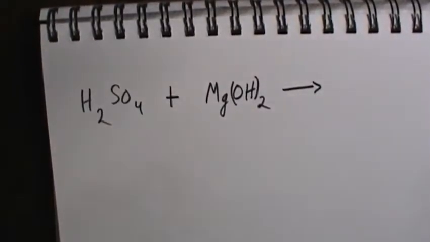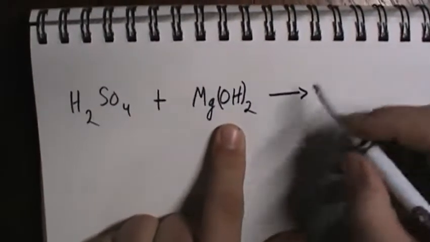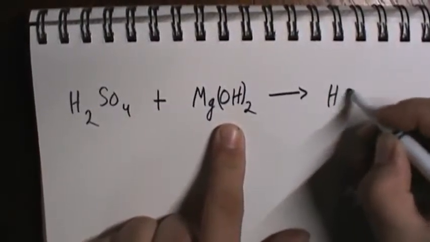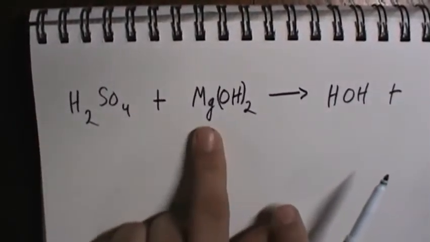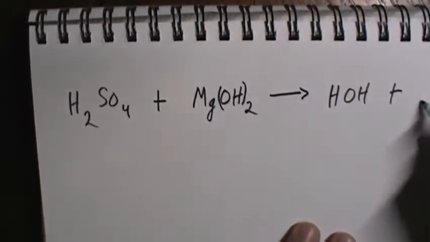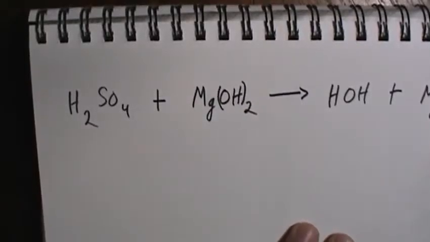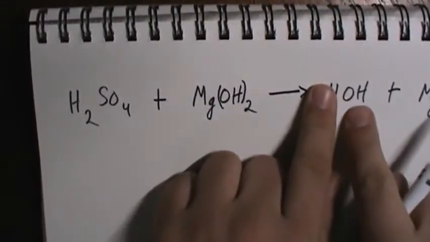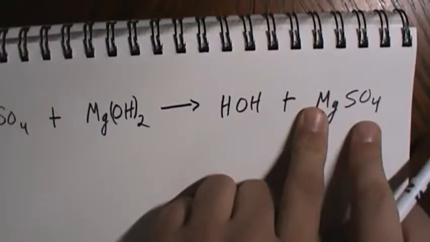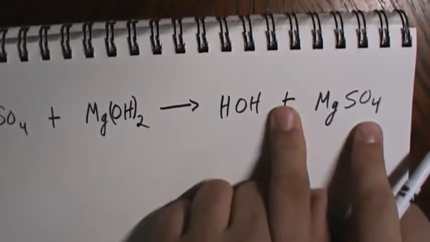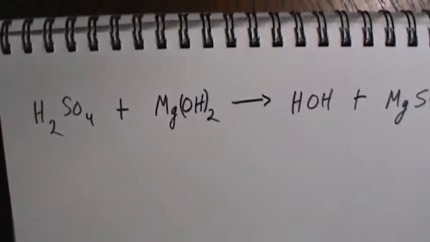I'm going to get the products by combining hydrogen with hydroxide, so HOH, plus magnesium with sulfate, Mg and SO4. Well, plus 1 minus 1, HOH is good to go. Plus 2 minus 2, magnesium sulfate, good to go. So now we balance this equation.